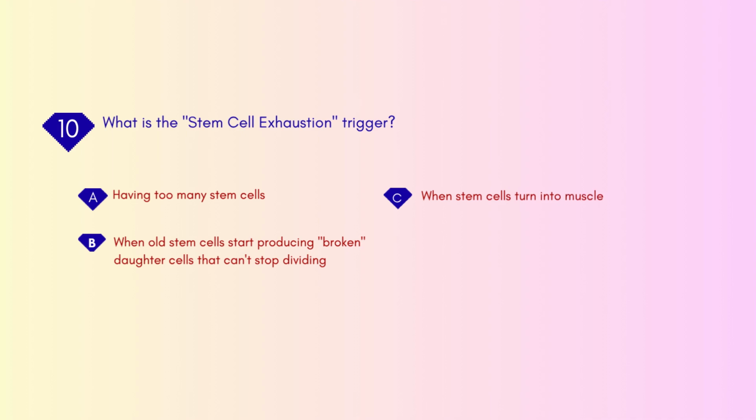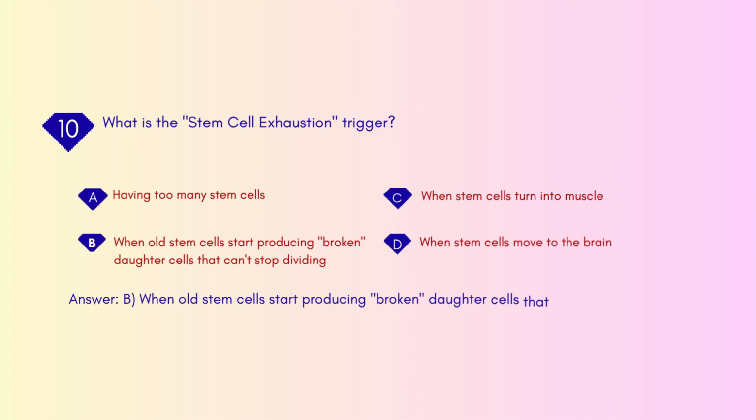C. When stem cells turn into muscle. D. When stem cells move to the brain. Answer: B. When old stem cells start producing broken daughter cells that can't stop dividing.